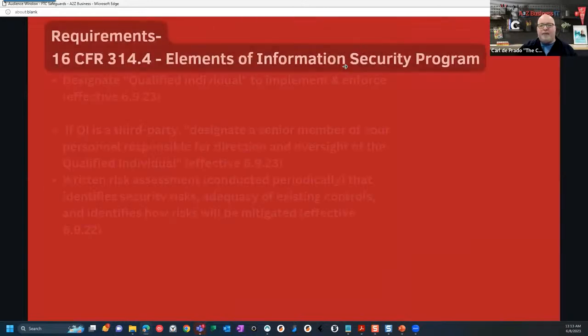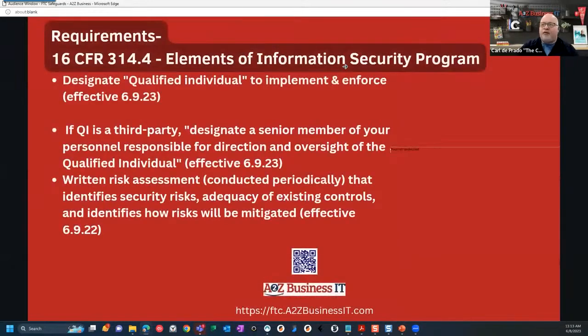Okay. So let's talk about one of the first things that you need to do, which is you need to designate a qualified individual. You're going to build a team around them, and that qualified individual can be a third party, or an outside service. We do this for our clients.